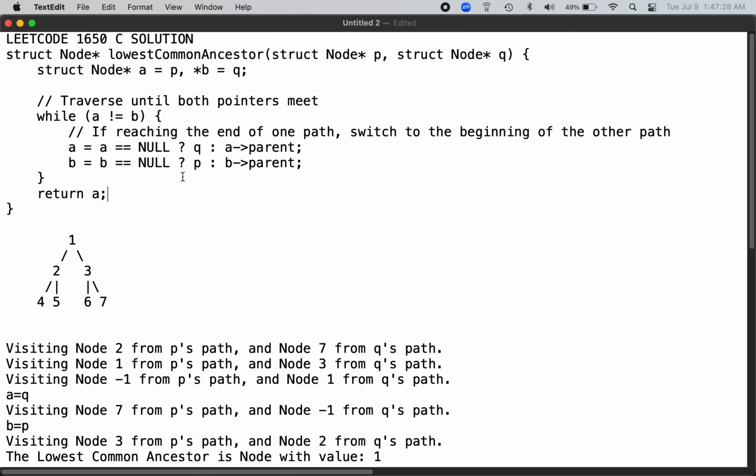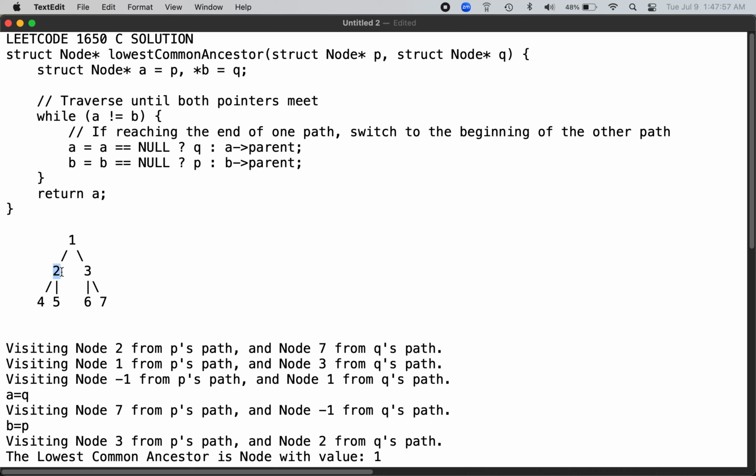So now you start off by assigning A to P and B to Q. This solution, by the way, is almost similar except for some syntactical differences between C and C++. And so while A is not equal to B, you keep traversing. A goes to A's parent and B goes to B's parent.